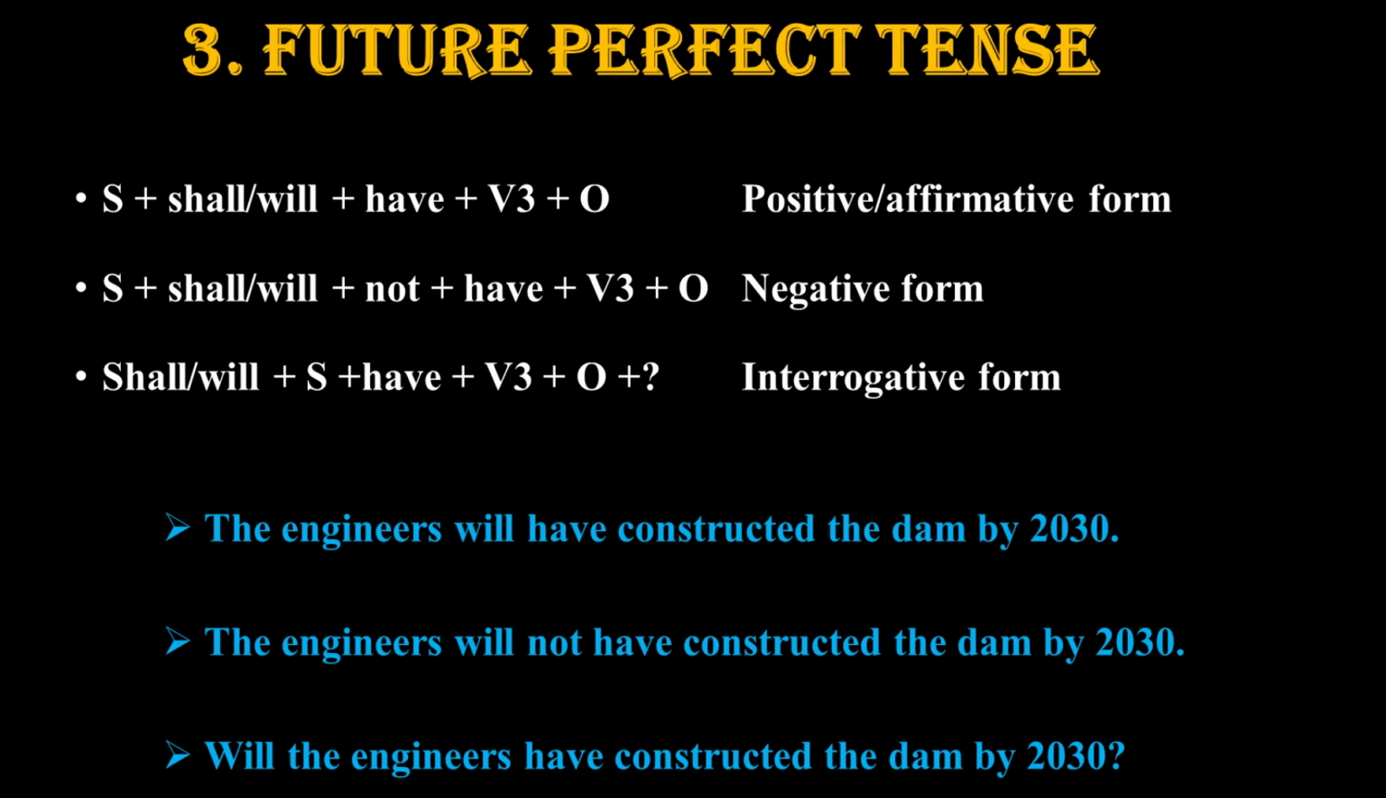Shall or will, subject, have, V3, object, plus question mark for interrogative form. Examples: The engineers will have constructed the dam by 2030. The engineers will not have constructed the dam by 2030. Will the engineers have constructed the dam by 2030?